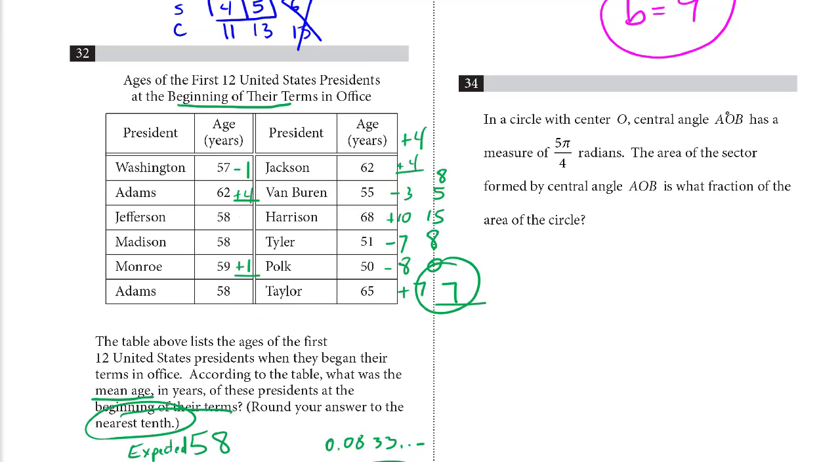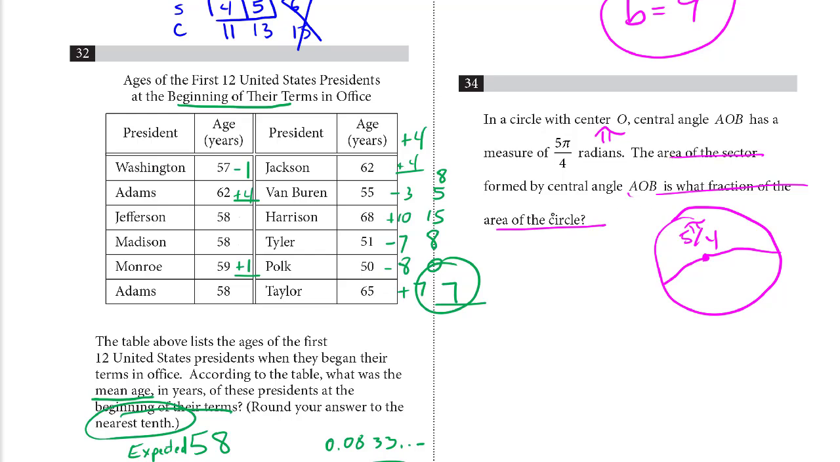In a circle with center O, central angle AOB has a measure of 5 pi over 4 radians. Well, we know pi radians is half a circle. So actually, this angle is going to be more than half a circle. So whatever fraction we get, the area of the sector formed by central angle AOB, as a fraction of the whole circle area, should be, just conceptually looking at it, greater than a half. So that's going to be a common sense check for our answer.